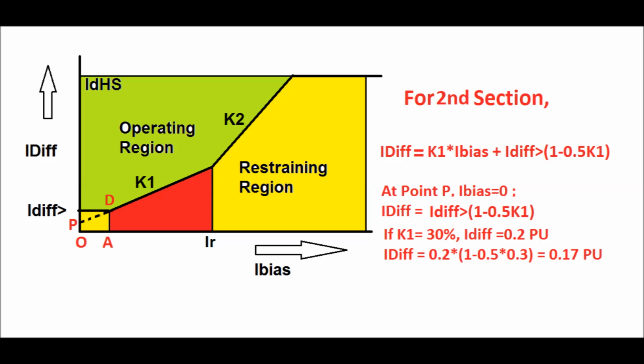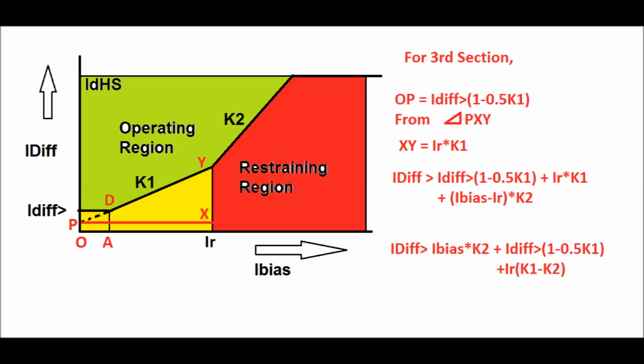At point P, the value of the bias current is equal to 0, that is I bias equal to 0. So we get I differential equal to I differential greater than into 1 minus 0.5 into K1. If the value of K1 is 30%, that is the initial slope is 30%, and I differential greater than is equal to 0.2 per unit, then the value of OP, or I differential at point P, is 0.2 into 1 minus 0.5 into 0.3, which comes as 0.17 per unit.